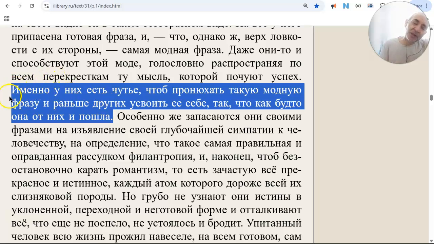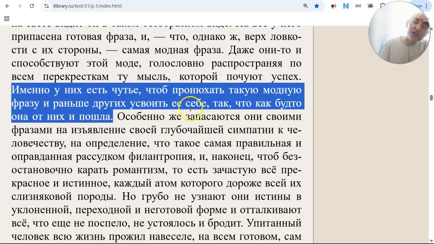So, именно у них, именно means exactly. У них есть, they have. So that's exactly them who have. That is the meaning here. That's exactly them who have this sense of smell, чтобы пронюхать такую модную фразу. In order to smell, that's again smell, такую модную фразу, such a fashionable phrase.